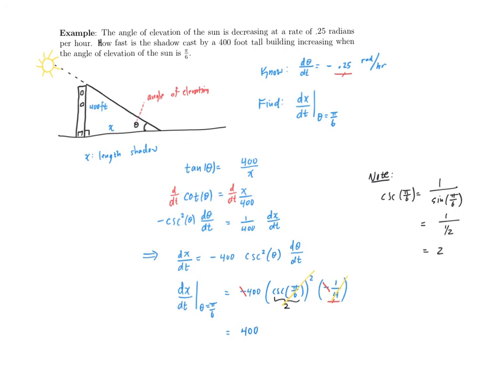But we always need to include units with these problems. We have found dx dt. So x is representing the length of the shadow, and we're measuring distance in our problem in terms of feet. So dx dt would have units that are in terms of distance per time unit. So feet per hour. So we should always include our units, but at the same time, you don't have to overthink the units. Use your intuition.